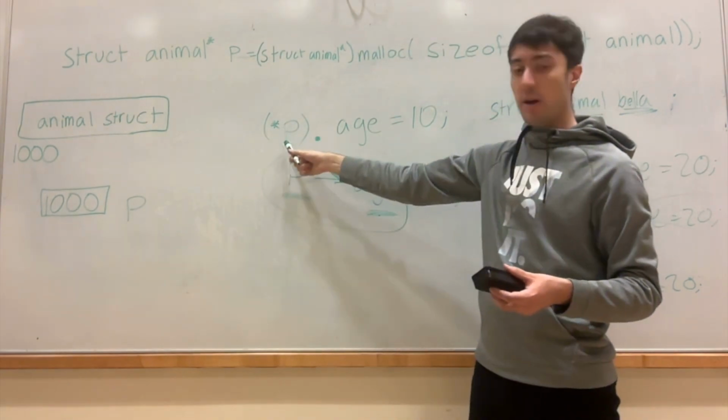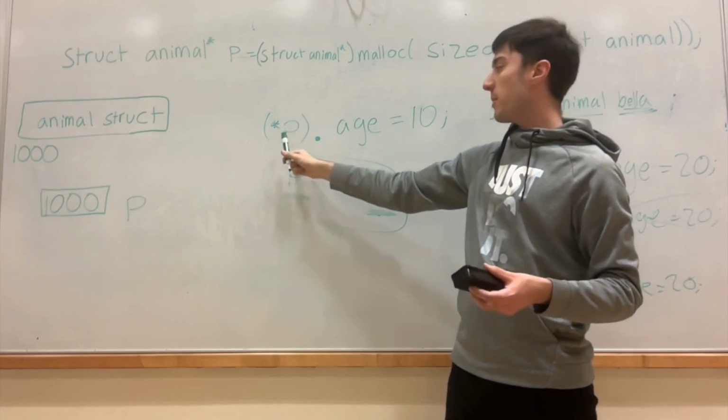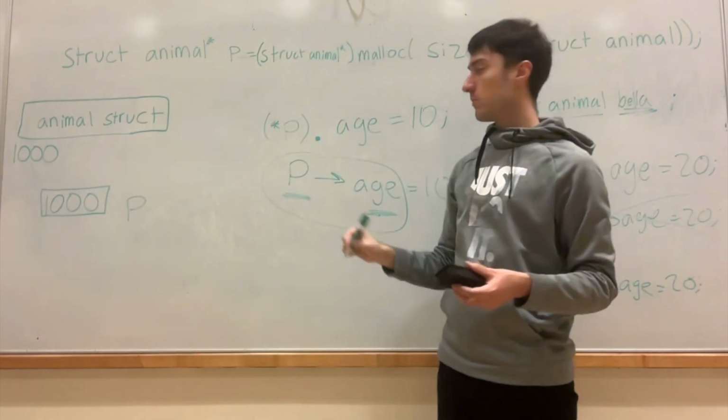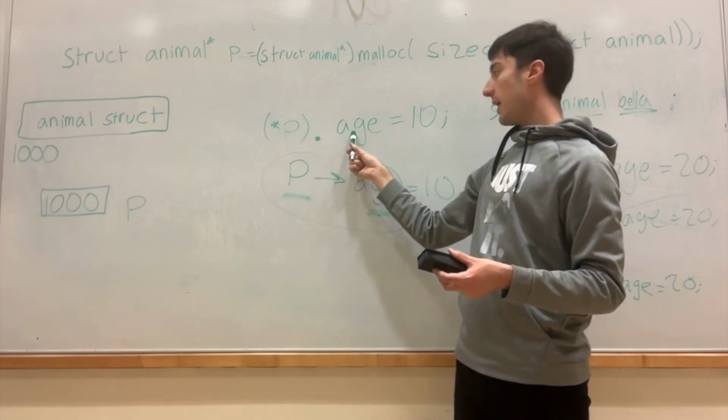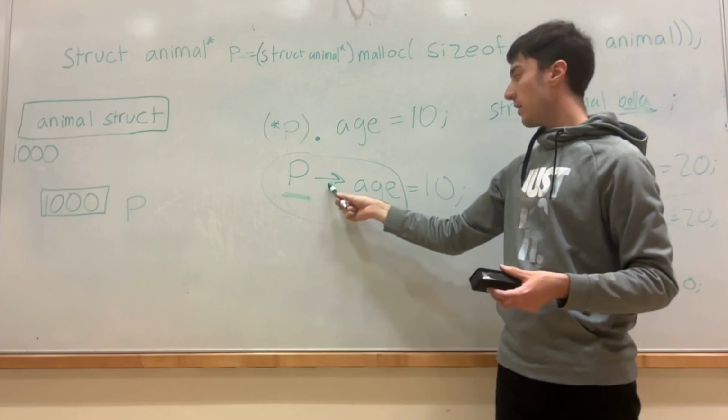But first, before you can actually access this age, you need to go to the memory address where it lives, at this pointer, okay? Age, and then you can set it. And that's what this arrow does.